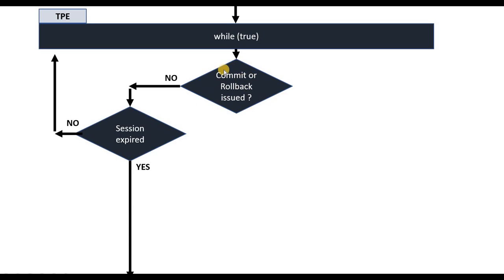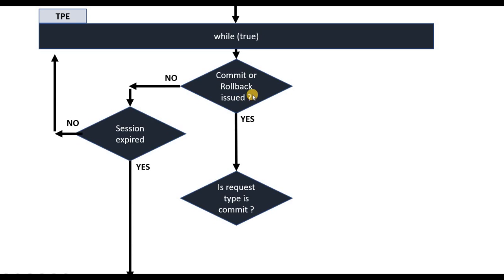Now on this particular branch, if the user pressed either the commit or rollback button, we will check if the user request is to commit. If the user doesn't want to commit, that means a rollback. I'll tell you what these two arrow marks will be leading to. These two arrow marks will be leading to rollback. That is the most important thing, and that will be shown in the next slide.